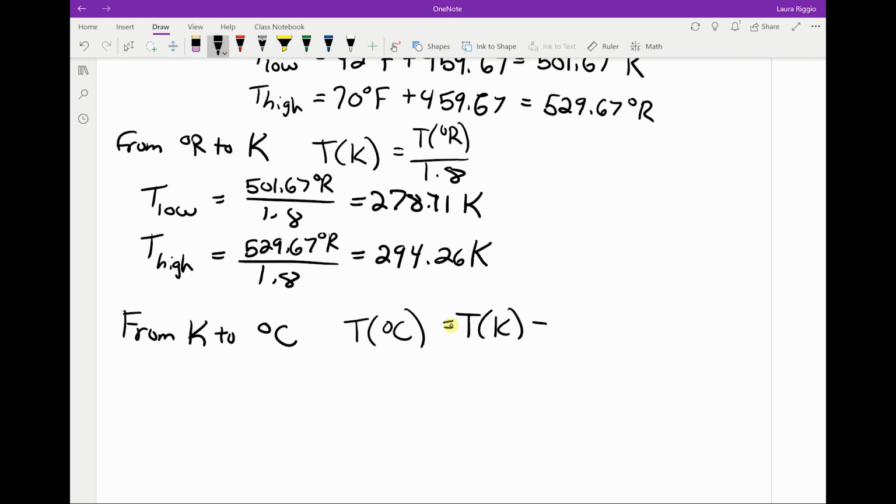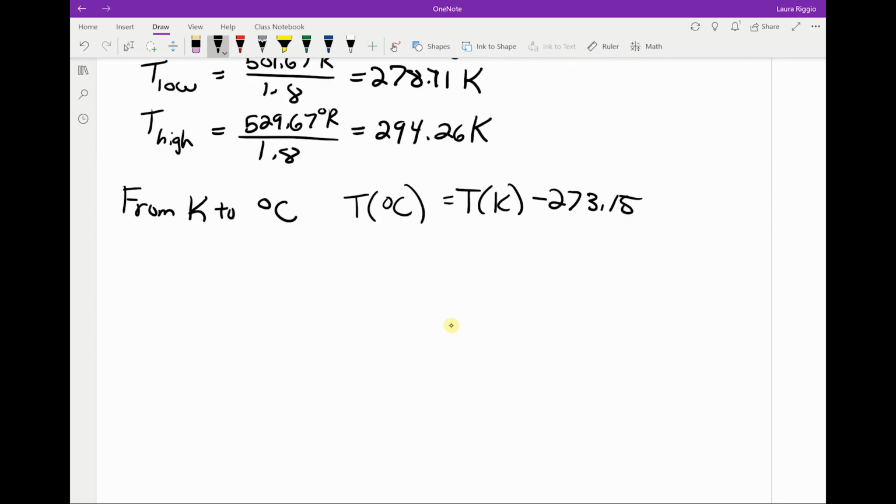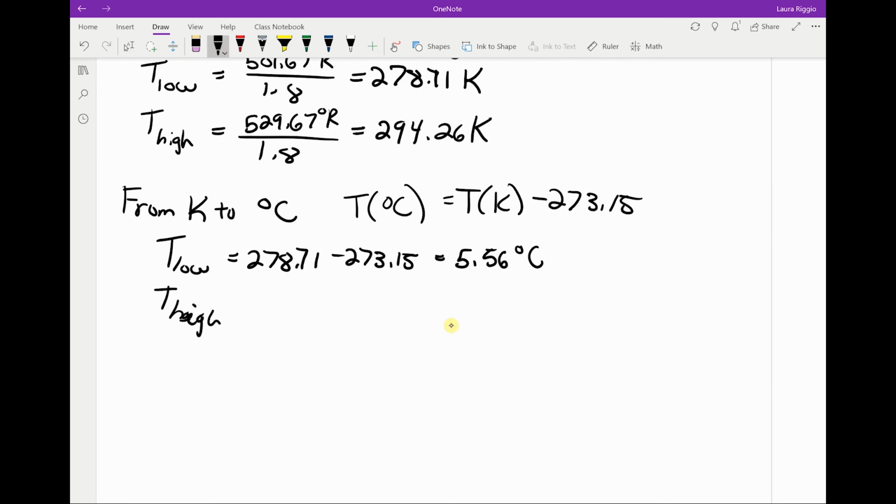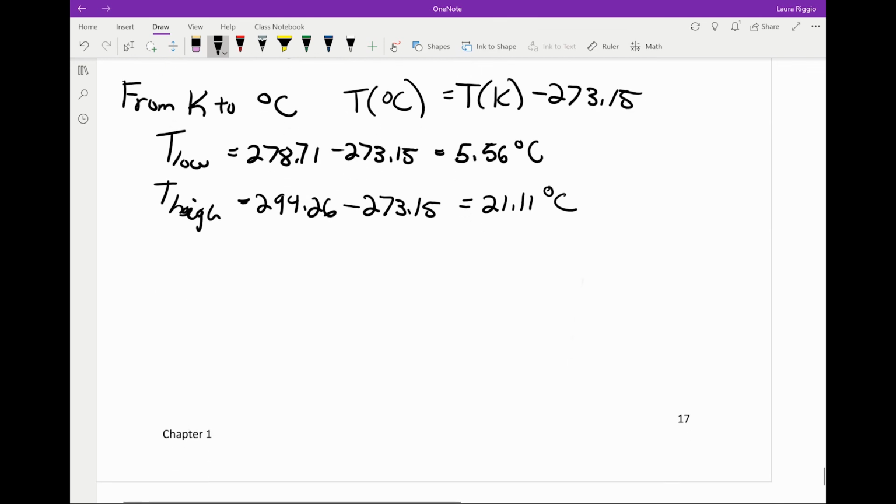And finally, we're going to go from Kelvin to degrees Celsius, where my temperature in degrees Celsius is my temperature in Kelvin minus 273.15. So my low is 278.71 minus 273.15, which is 5.56 degrees Celsius. And my high is 294.26 minus 273.15, so I get 21.11 degrees Celsius.